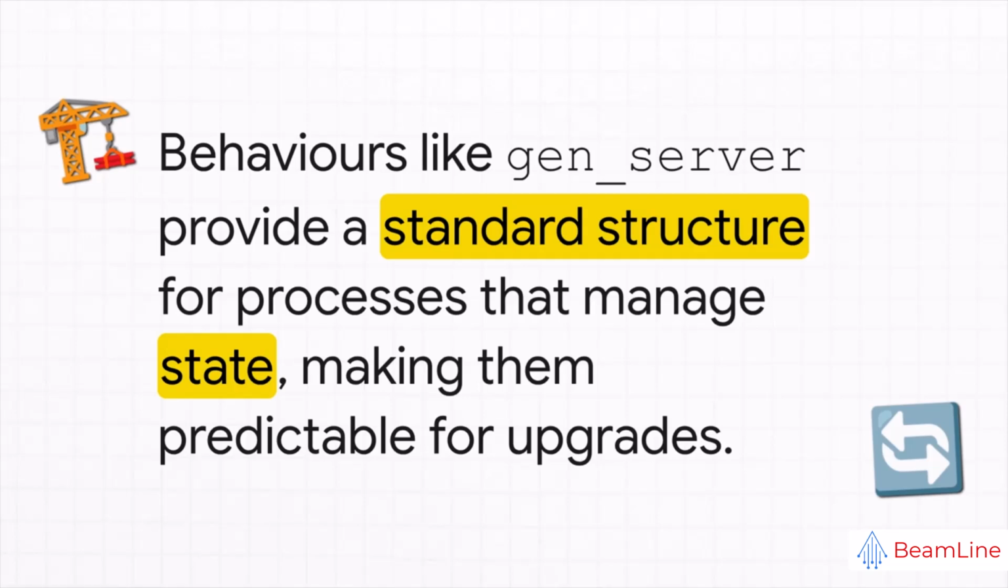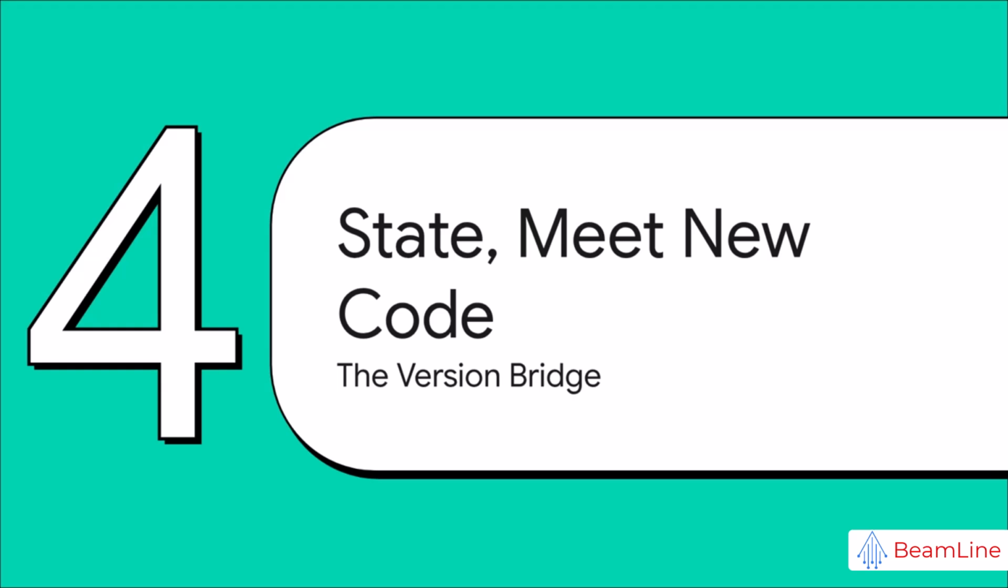They're predictable. And because they're predictable, the system knows exactly how to upgrade them without messing anything up. Okay, let's recap. We have our tiny little processes. We know their state is separate from their code, and they're all built using a standard structure. So, now for the big reveal. How does the old state get safely handed over to the new code?